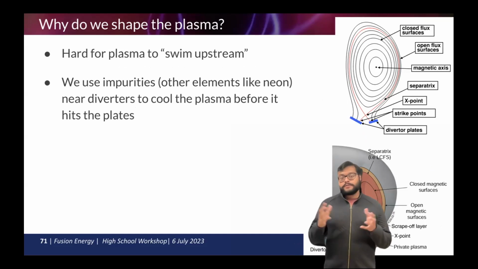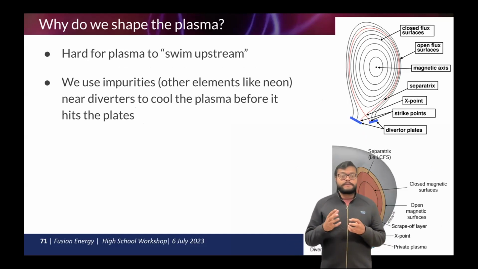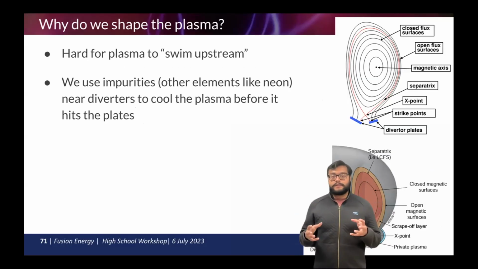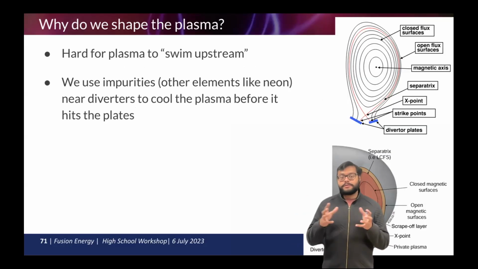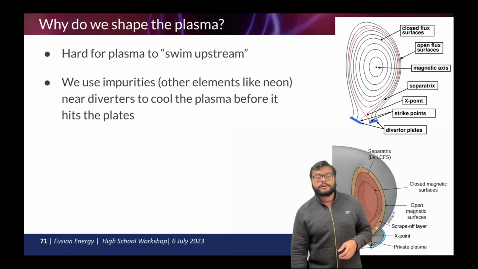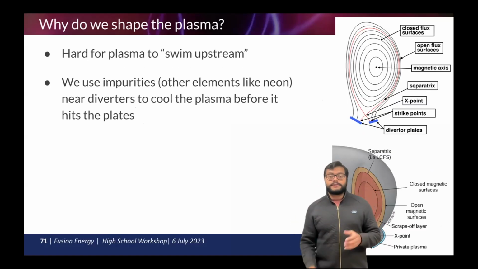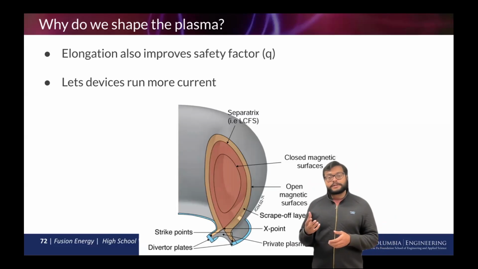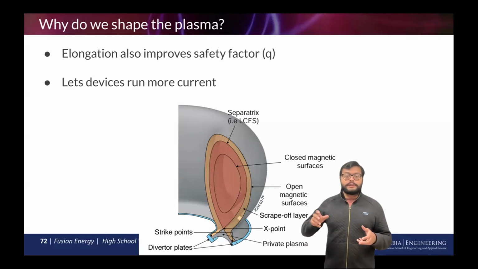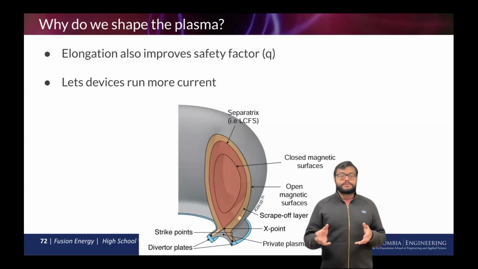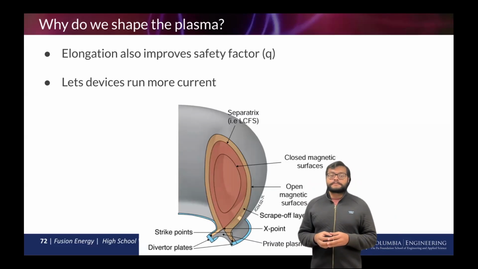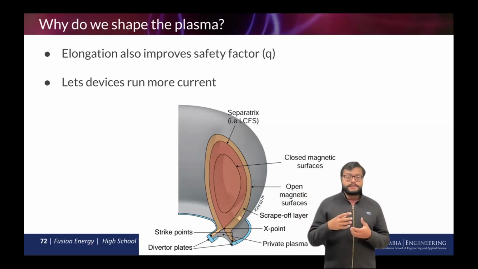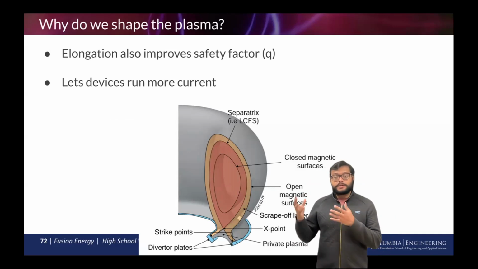And so the divertors essentially can also get rid of impurities that we have in the plasma on top of, like, alpha particles. So if we have impurities from the wall or elsewhere, it'll divert into the divertor rather than staying in the plasma. So the elongation also increases the safety factor. Remember that the safety factor is how we measure our rotational transform. And the elongation also allows us to increase our plasma current.